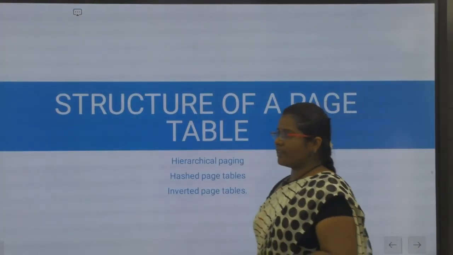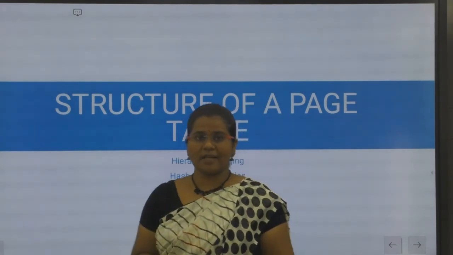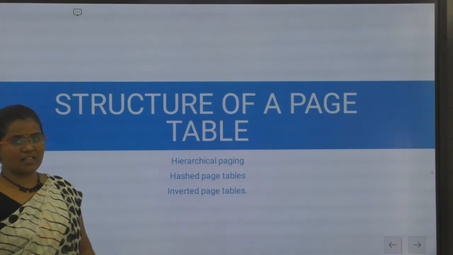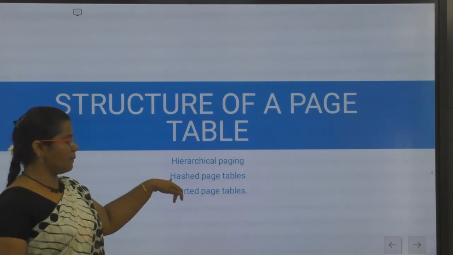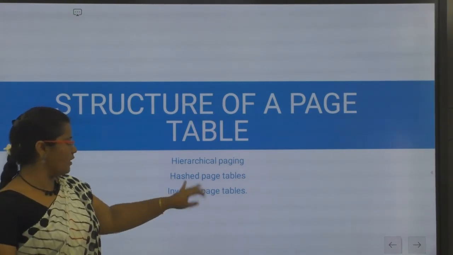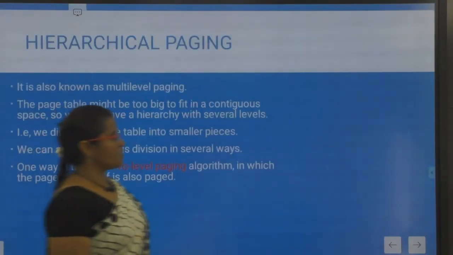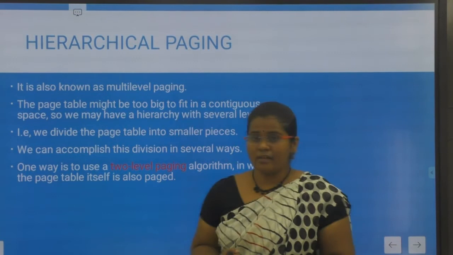Now we'll go with the structure of page tables. A page table may have different structures. So we have 3 different structures for your page tables: hierarchical paging, hashed page tables and then inverted page tables. Now let us go with the first structure, that is hierarchical page tables.